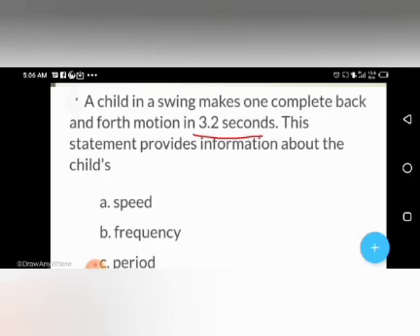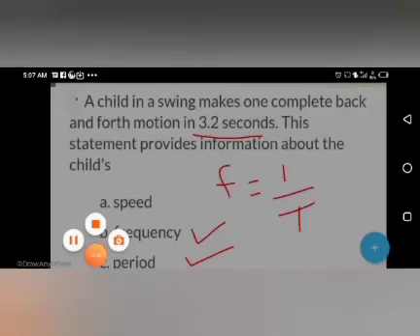So here 3.2 is the time that is required to complete one vibration. Therefore we can conclude that the period of the vibrating body is given, and the other thing is the frequency, which we can find by using the formula F equals 1 over T. Since the time period is given, we can calculate the frequency. So from this statement we can find two things about the vibrating body: number one is the period, and number two is the frequency.